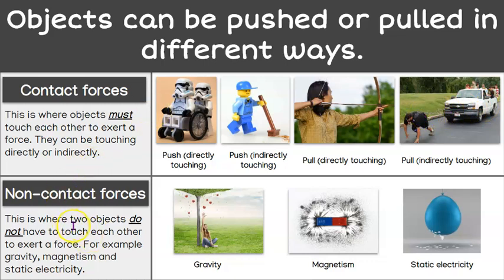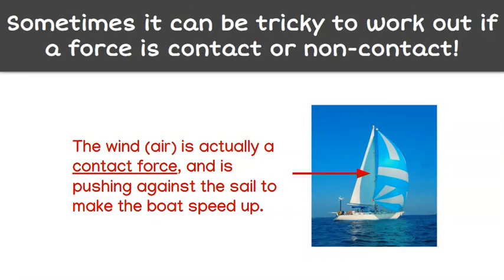We also have non-contact forces. So this is where two objects do not have to touch each other to exert a force. For example, we have gravity, magnetism, and static electricity. Sometimes it can be tricky to work out if a force is a contact or non-contact force. So in this example, the wind or air is actually a contact force, and it's pushing against the sail to make the boat speed up.